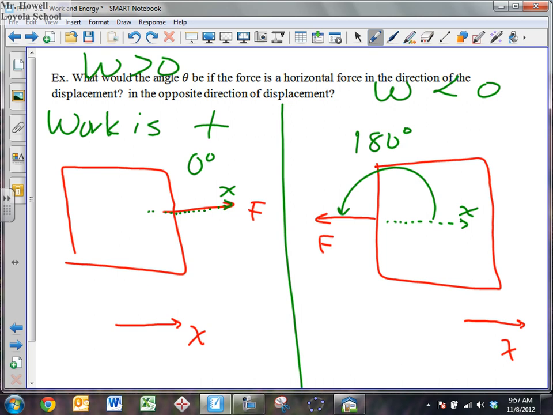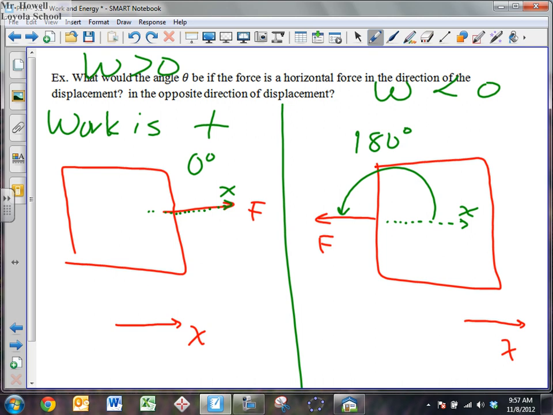What's the cosine of 90? It's 0. So is any work done if you're perpendicular? No work is done.